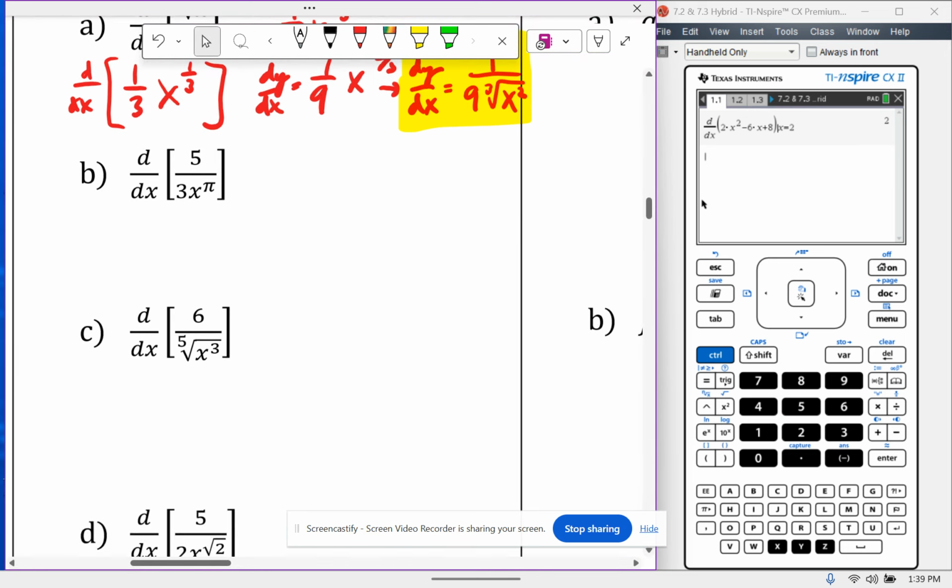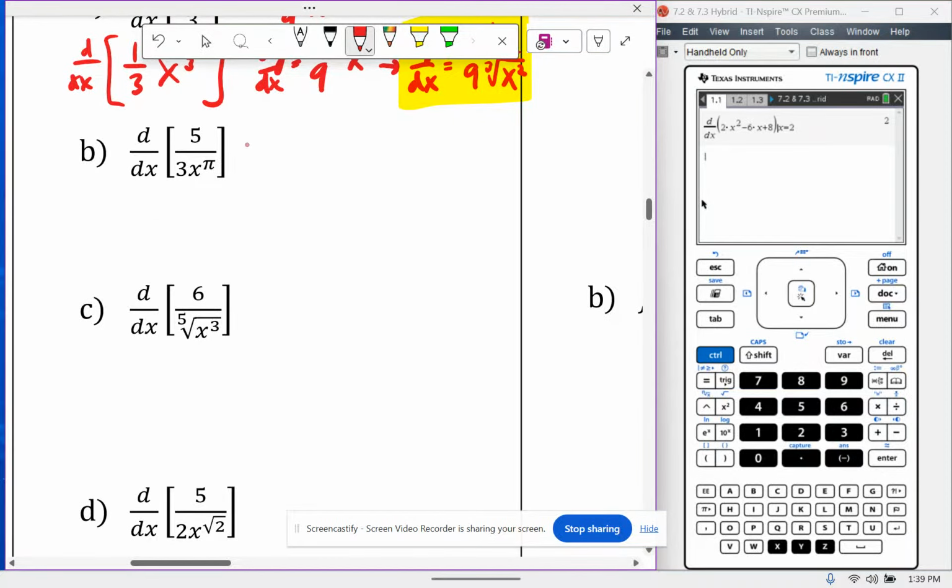All right, let's try one more. I want to try to get coefficient times x to a power. 1/x to the pi. If we want to bring him up out of the denominator, wouldn't it be x to the negative pi? Now we have check, right? Coefficient times x to a power. Yeah? We're good. All right, so I'm going to bring that exponent down, and I have negative 5 pi over 3 times x to the negative pi minus 1.